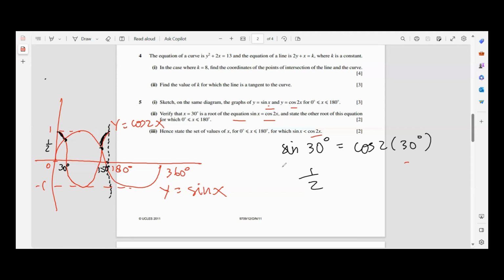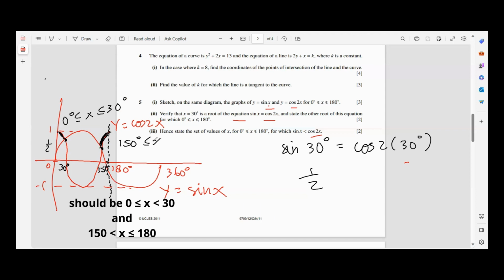So the value will be 0 degrees for this part. We have x equals this till 30 degrees. And then for the second part, it should be 150 degrees until 180 degrees. Yep, I think that is for part III. So if we use the graph paper, it will be more precise. Okay, that is for number 5.